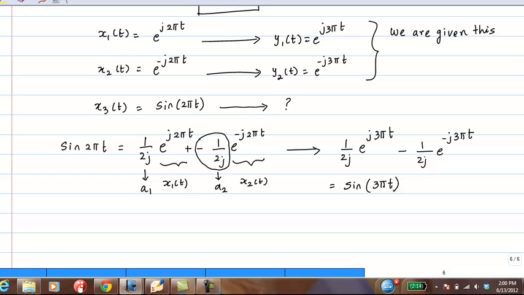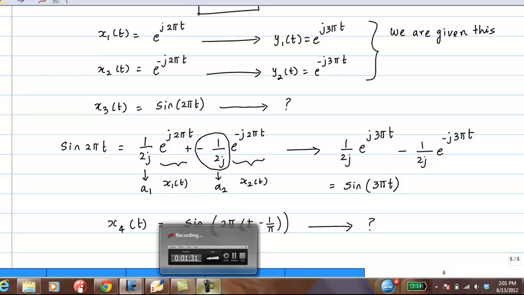Here is an interesting question for you to think about. What is the output corresponding to an input which is sine of 2 pi times t minus, say, 1 over pi? I will leave you to think about this.